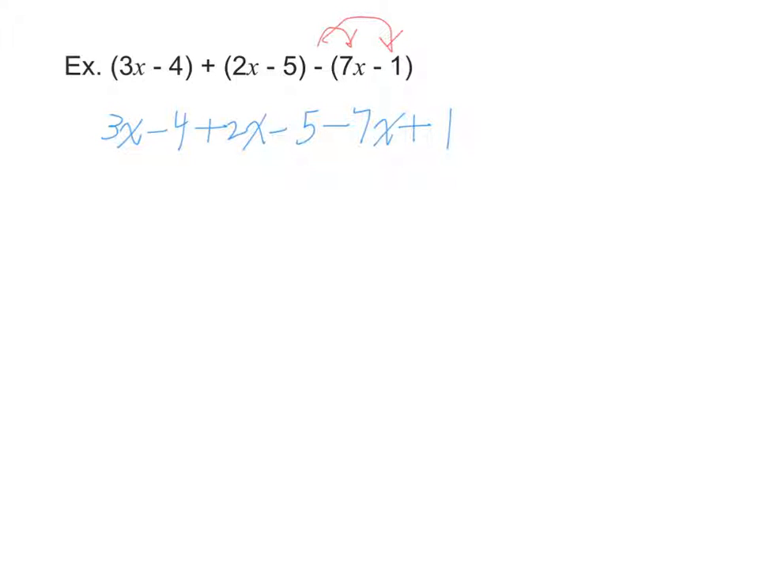Altogether, I have 3x's, 2x's, and negative 7x's. That totals negative 2x's. I have negative 4, negative 5, and positive 1. Altogether, that totals negative 8.